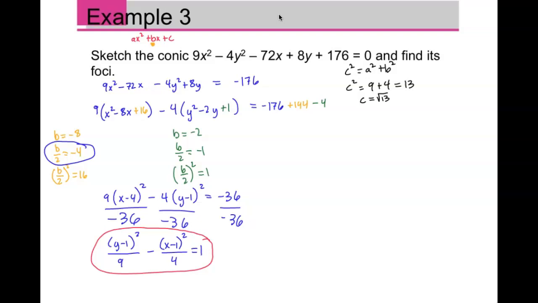All right, now I'm going to sketch this out because I think sketching it out as we go will actually help us find the foci. We didn't find the foci here. We found what c is, which will help us find the foci. Let's begin sketching this.